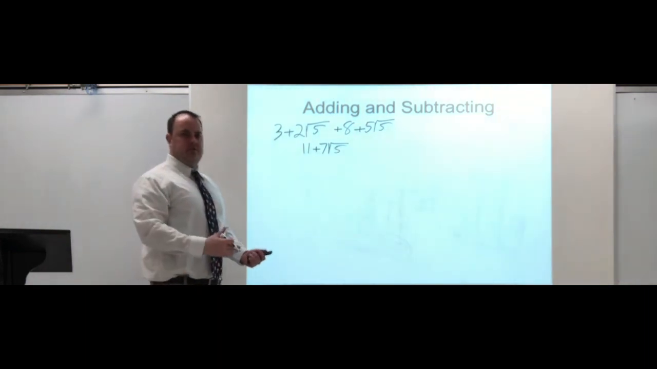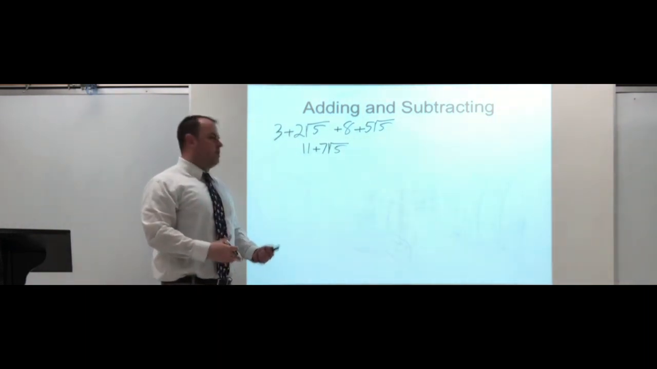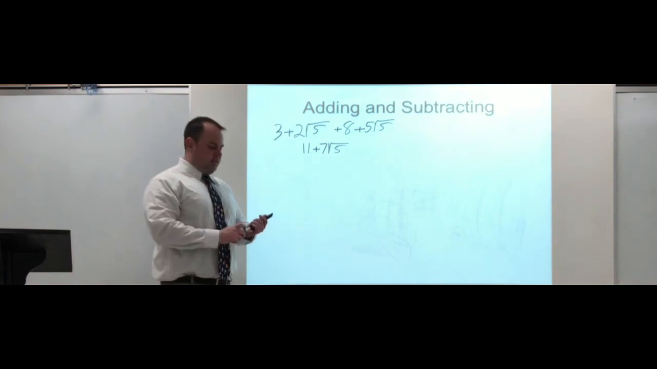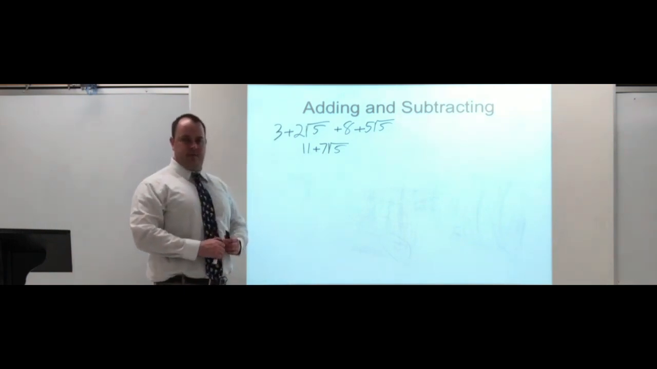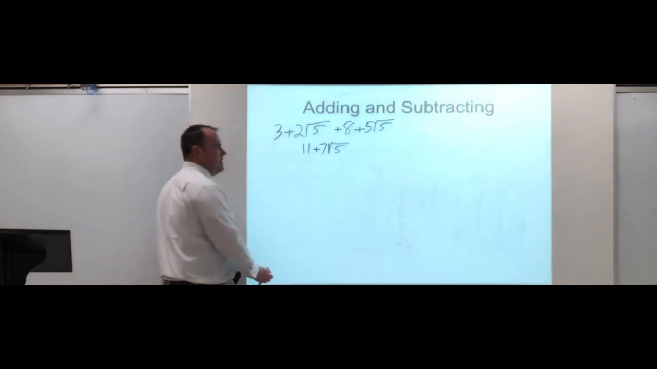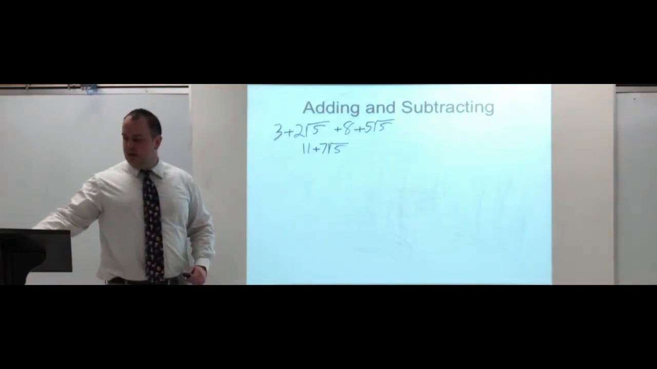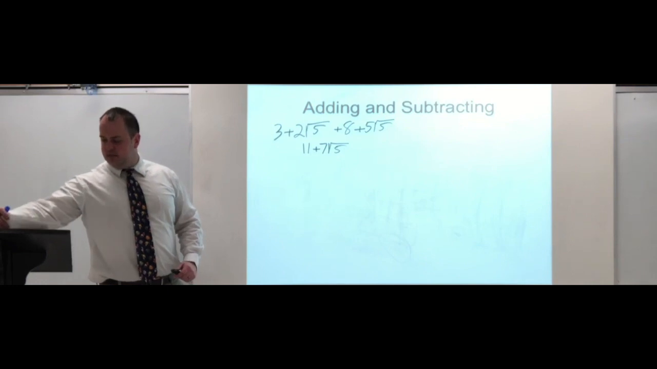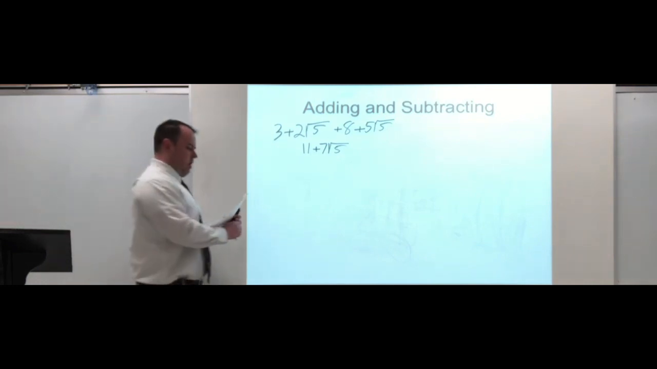Just like x stays an x when you combine like terms, you're doing the same thing here. Leave that square root of 5 as a square root of 5. Now, for this, everything was already as simplified as it could be. Let's look at one of my examples here. Sometimes you're going to have to do more work.